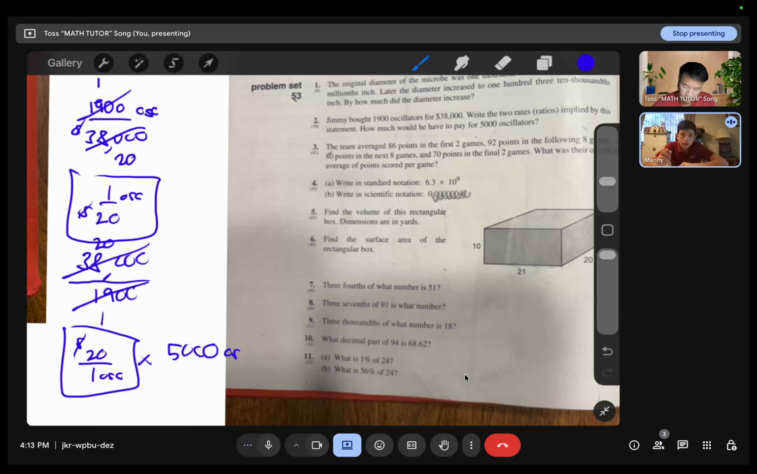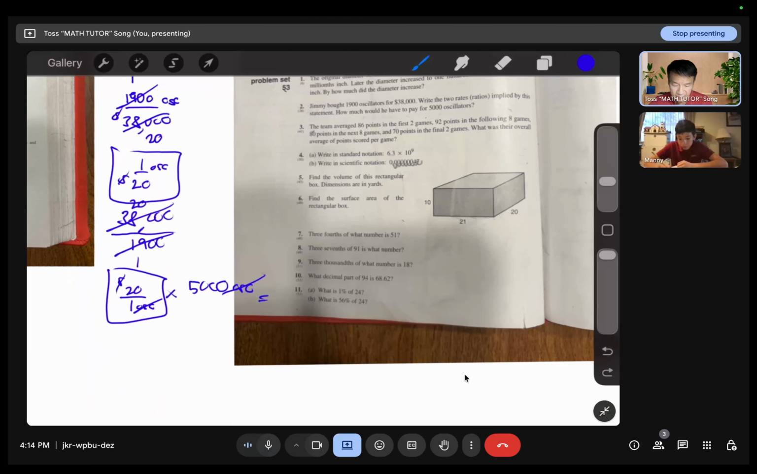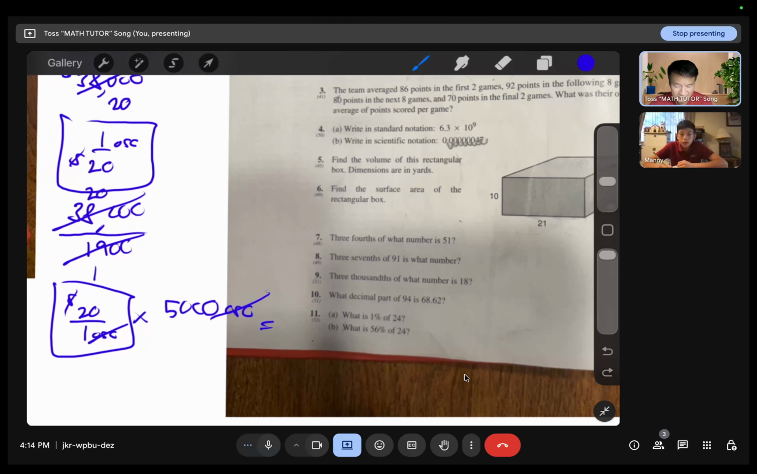Because 5,000 oscillators is on the top, so you have to be able to cross cancel. You got this, dude. Very nice. That's exactly the math pattern, the exact thought that you're supposed to have to be consistent, to be correct. If you test it out the other way around, like the one up here, you would see something strange. It would not work.